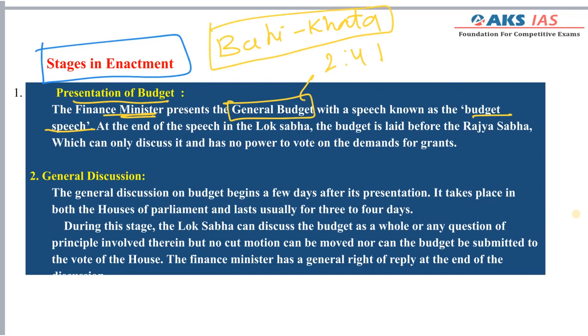So although she has spoken for 2 hours 41 minutes, we have seen that when 2 pages were left, she almost concluded the budget because of some medical problem, right? After that, at the end of the speech in the Lok Sabha, she went to the Rajya Sabha in order to lay the budget there, right? Now here the Rajya Sabha can only discuss it, and it does not have any power regarding the vote on demands for grants. Just now we have referred to it.